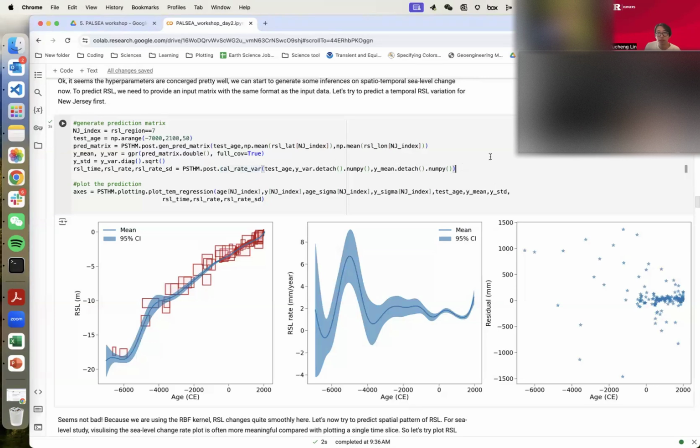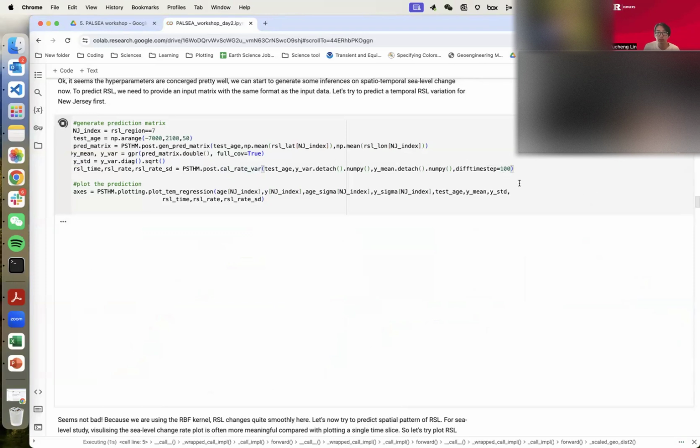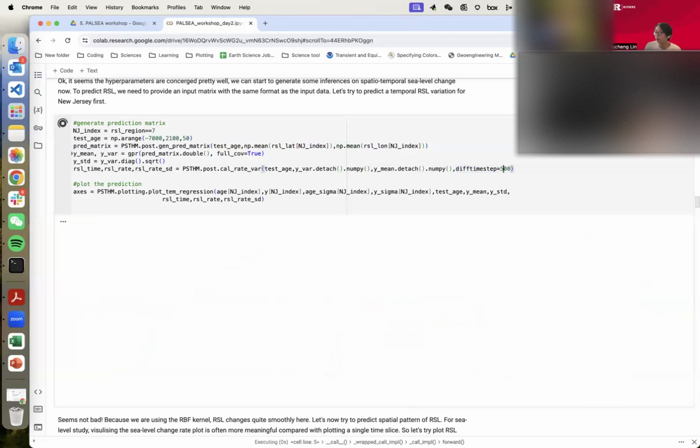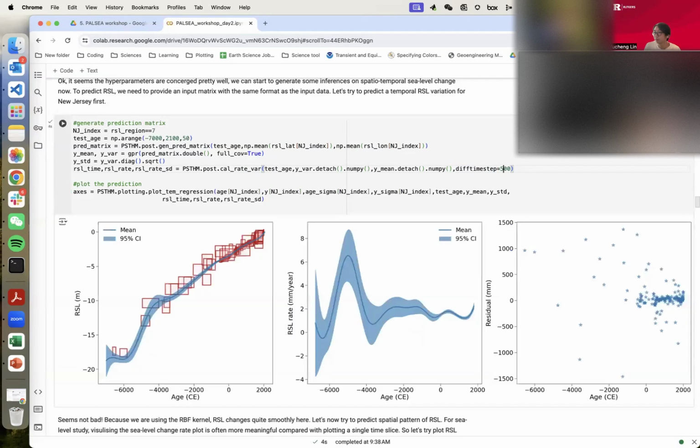Okay, the rate here is 200 years. It's averaging a 200-year sea level change rate. You can change that to 100. Okay, you can make it 100, it's kind of rougher. You can make it 500, it's kind of smoother. Okay, depends on the choice, but the default is 200.